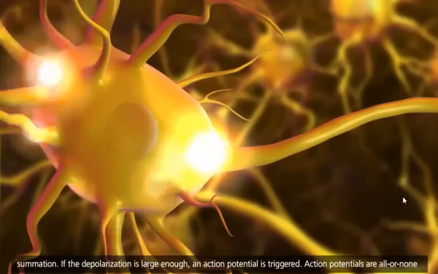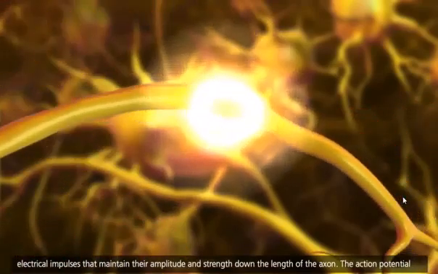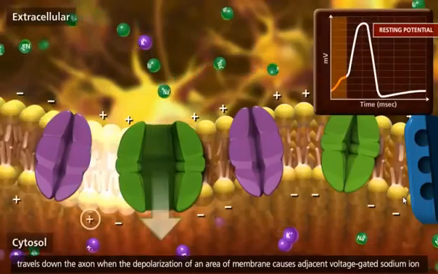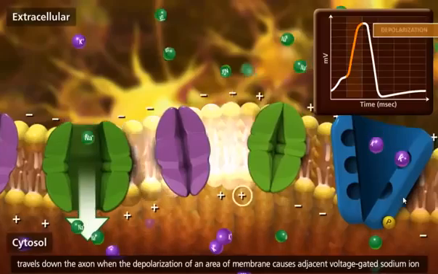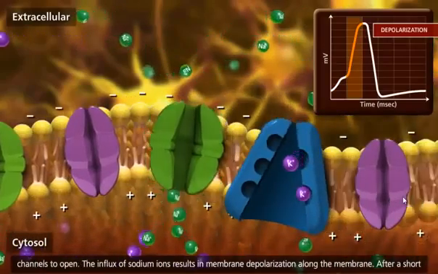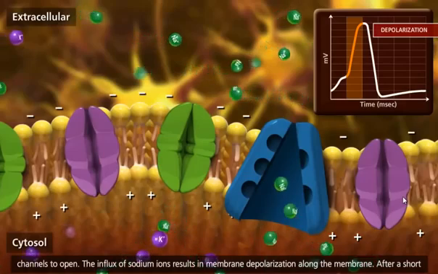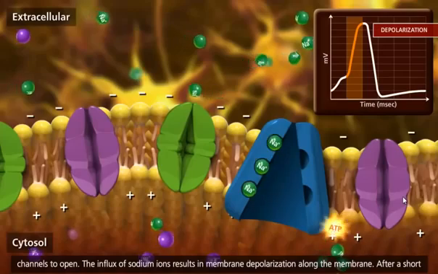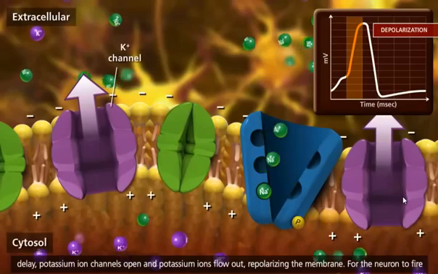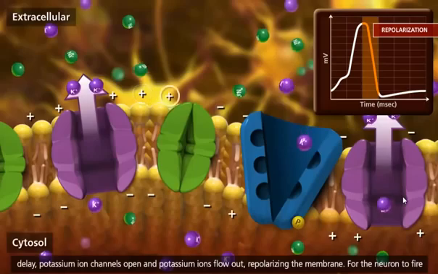Action potentials are all or none electrical impulses that maintain their amplitude and strength down the length of the axon. The action potential travels down the axon when the depolarization of an area of membrane causes adjacent voltage-gated sodium ion channels to open. The influx of sodium ions results in membrane depolarization along the membrane. After a short delay, potassium ion channels open and potassium ions flow out, repolarizing the membrane.